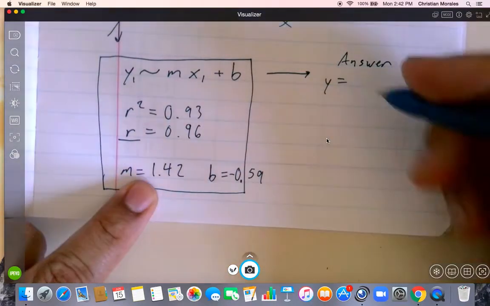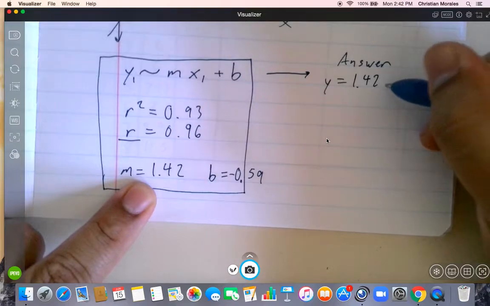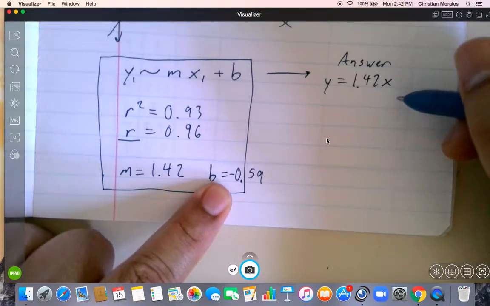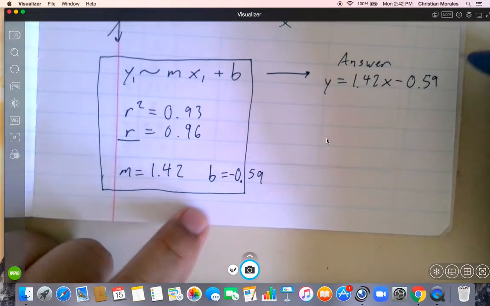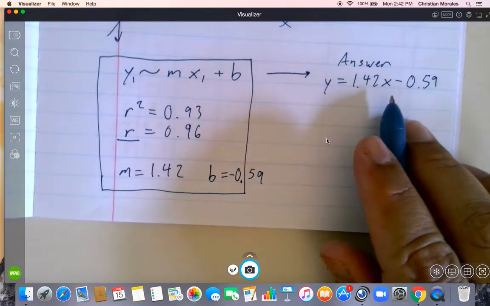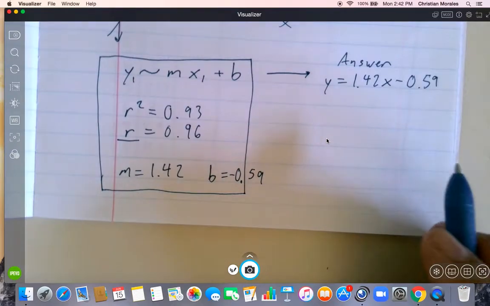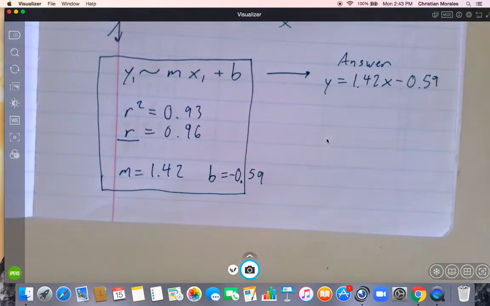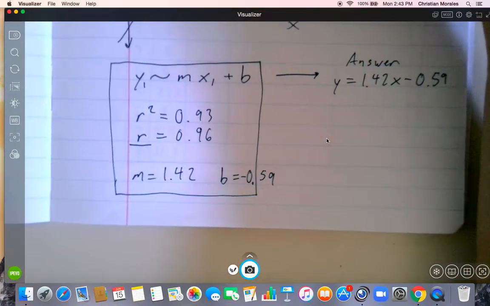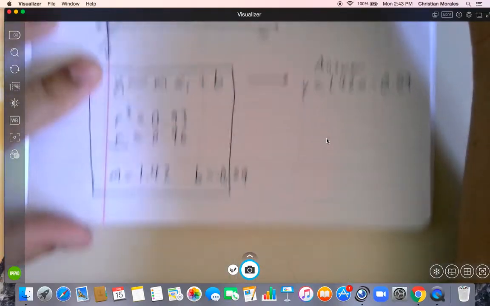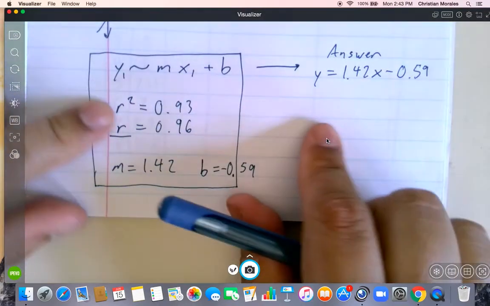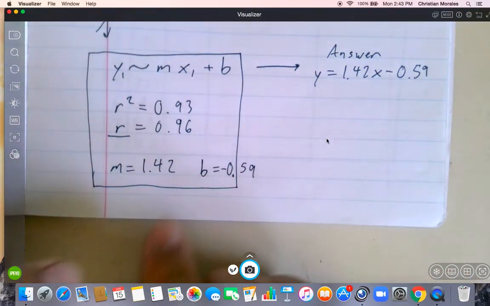This is going to be 1.42x minus 0.59. And guys, this is my line of regression. This is the answer. And my calculator did most of that work. The only thing is just make sure you're organized, you enter it correctly, and it should look identical to whatever you would make. Okay, and this is actually the best way to do these problems, using the line of regression. Now there is one more thing I want to highlight.